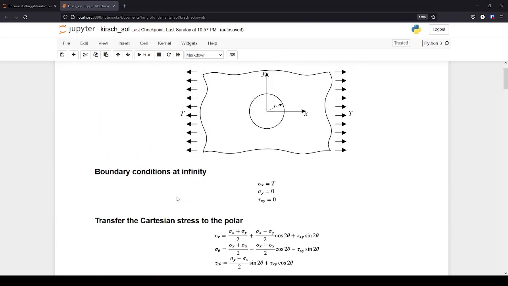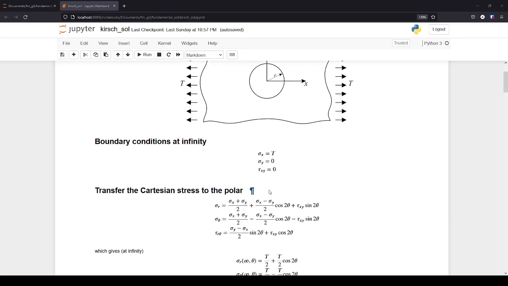In order to select the proper terms from the solution of the Airy stress function, we need to start by writing our boundary conditions. So if we write the boundary conditions here at infinity or on the external boundary, we see that in the Cartesian coordinate system, we have sigma x equal to T, which is the uniaxial tension here, and we have sigma y and tau xy equal to 0.